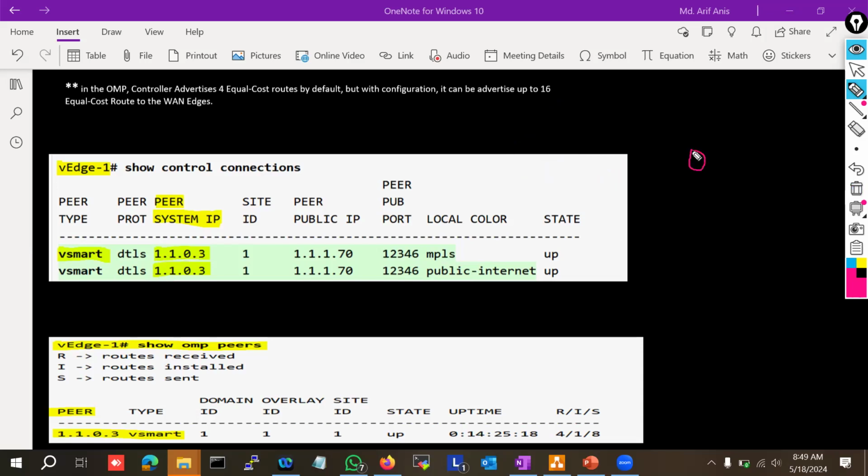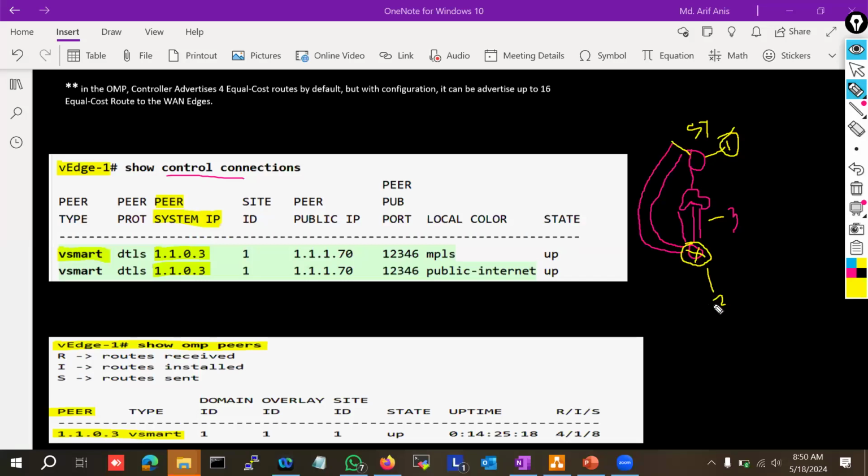Suppose this is your vSmart, and this is your router, and here is the ISP, and you have two or three links with the ISP. So your DTLS connections will be three, but the OMP pair will be one. Why one? You have three connections with this edge router, but we have three DTLS tunnels and only one OMP pair, because the OMP pair is built on the system IP, and as we know, the system IP is unique on each individual device.